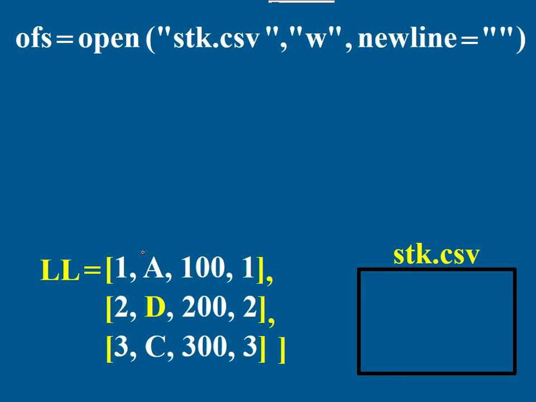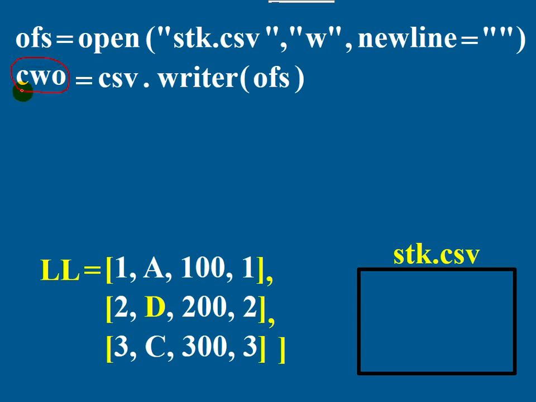Now in order to write this data to the CSV file, the writer function is there. The file pointer should be passed as an argument. Only then Python will understand. Using the writer function, data should be written to this file. The writer function is a function of the CSV module, so it should be called as csv.writer. The writer function returns an answer. The CSV writer object is returned as the answer, and it may be collected in a variable CWO.